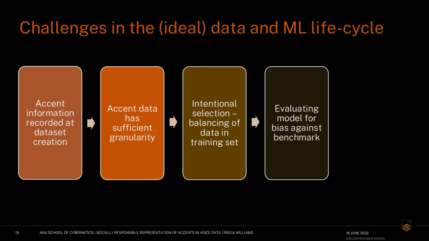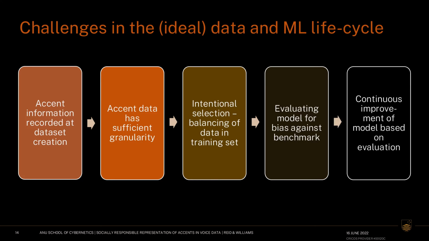Moreover, if the machine learning practitioner doesn't have any way to measure the bias of the trained model, such as by evaluating against a bias corpus, then it makes it harder to continually improve the model because there's no way to direct or target improvement efforts.